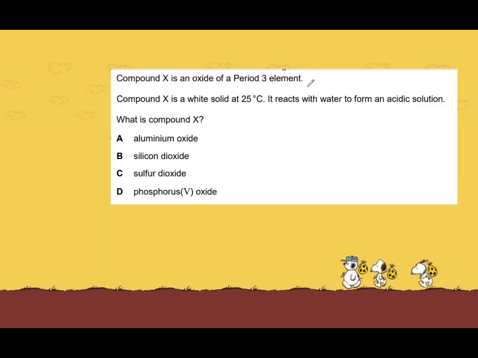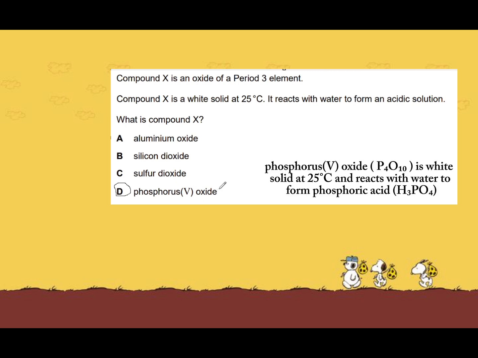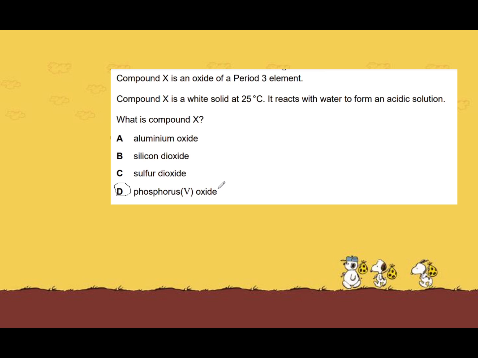Next, compound X is an oxide of a period 3 element. Compound X is a white solid at 25 degrees Celsius. It reacts with water to form an acidic solution. What is compound X? So the correct answer is D because phosphorus oxide, P4O10, is a white solid at 25 degrees Celsius and reacts with water to form phosphoric acid, H3PO4, producing an acidic solution.